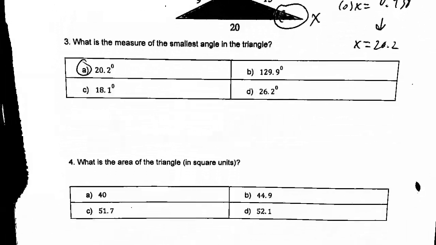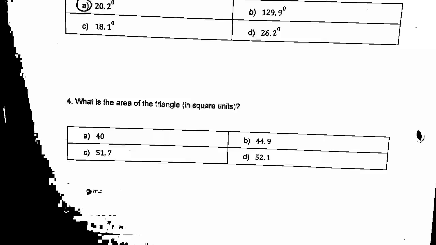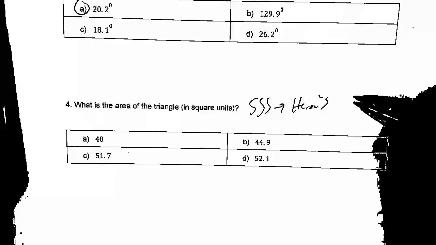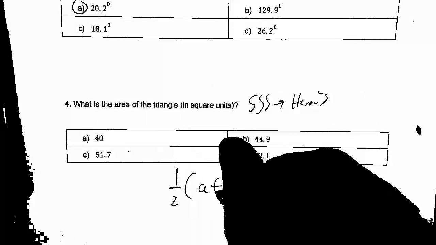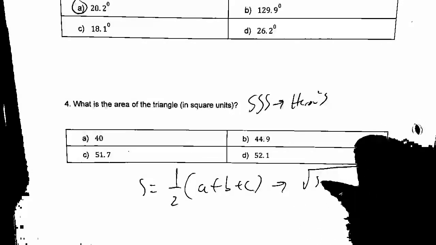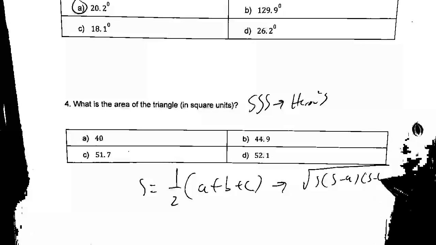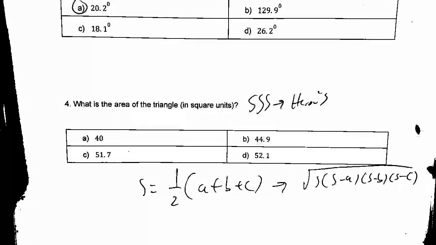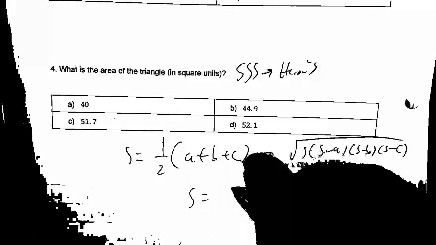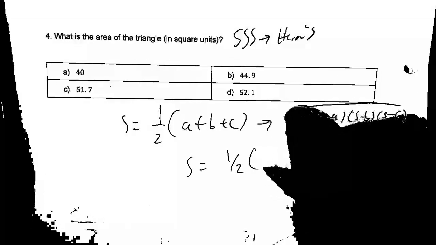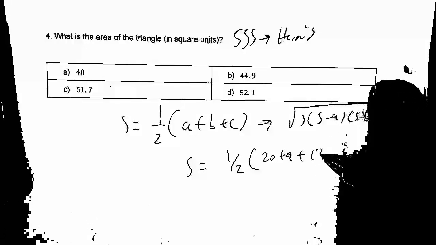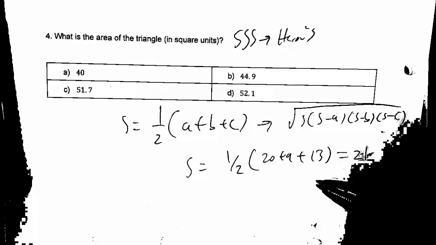Okay. To find the area of this triangle, it's an SSS. We're going to use Heron's. Heron's again is S equals 1/2 times A plus B plus C, and then the area is root S times S minus A, S minus B, S minus C. Okay, so let's do that. So S is 1/2 times 20 plus 9 plus 13. That should just be 21.